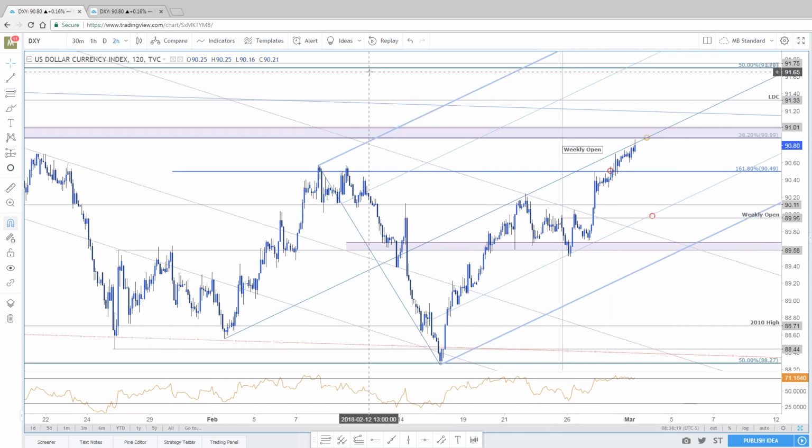Keep in mind, we just got some data prints earlier today. I want to go through that real quick with you. We got personal income coming in at 0.4%. This is for the month of January. We were expecting a print of 0.3, so slightly stronger than expected on personal income. Core PCE year over year, personal consumption expenditure, a good gauge of inflation, came in at 1.5%. That's right in line with expectations.